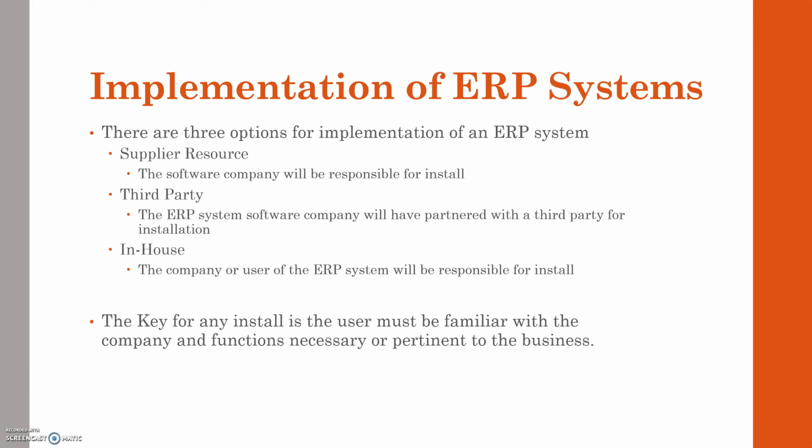They follow somewhat the same process as the original supplier resource, but the third party would actually be coming in-house doing the training and implementation. And the last option for implementation of an ERP software system would be in-house, where essentially the company purchasing the software would be responsible for full implementation, training, and installation of that software.